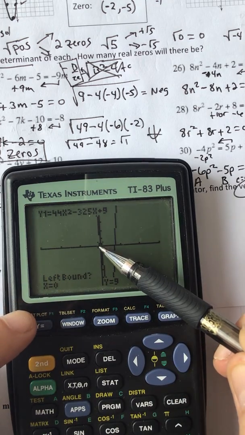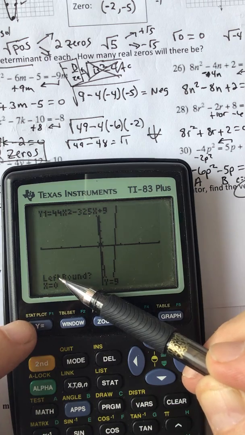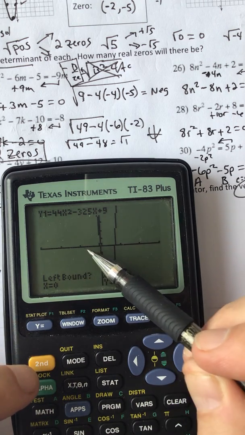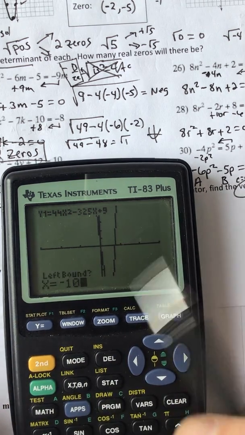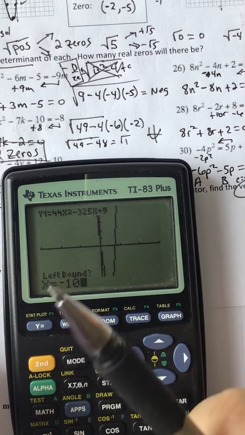Now see, right there's the little bug. I want that one. I can see where it is. So it tells me to go to the left of that. Well, I'm going to type in negative 10 because negative 10 is right there. That's definitely to the left of that, where that picture is.